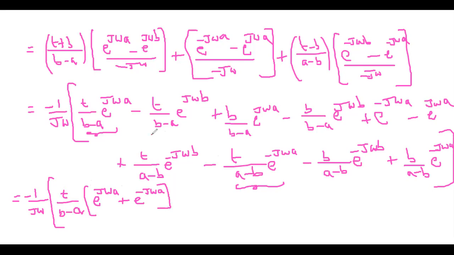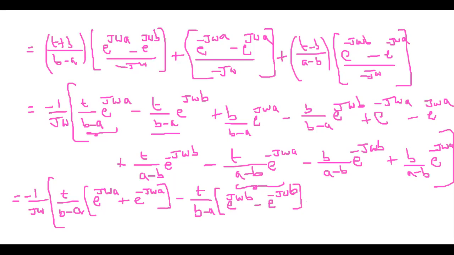Then you take these two terms, plus t by (b − a), you can take as a common (b − a), and take the minus here, then you get both are minus e^(jωb), and here take the (b − a) as a common, here you get the minus e^(−jωa), e^(jωb). Okay, my dear students.